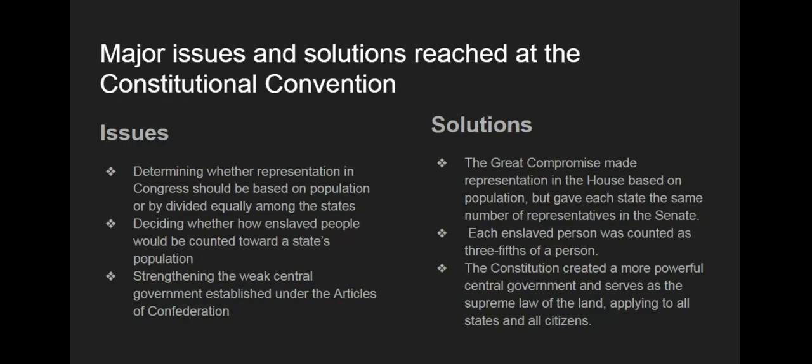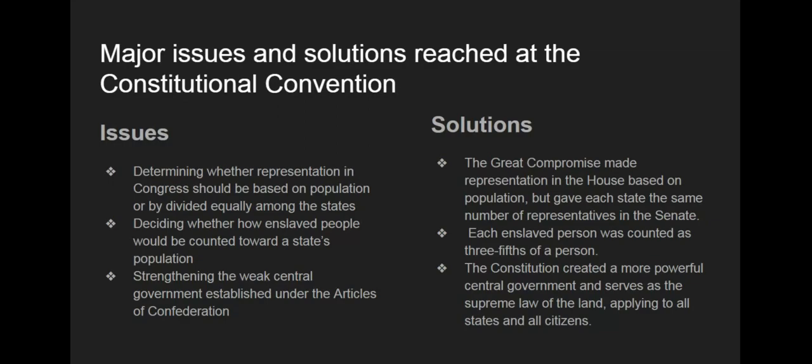No post office, things like that. So, solutions. The Great Compromise made representation in the House based on population. So, that's referring to the House of Representatives in Congress. But as part of that compromise, they also gave each state the same number of representatives in the Senate. So, two senators for each state. So, we have population and the number of states being represented.